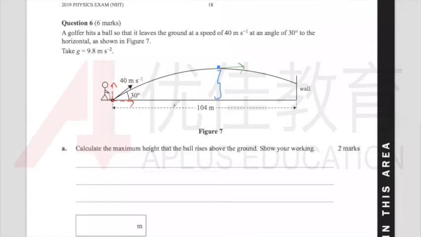So we need to find the vertical initial velocity. It would be 40 times sine 30 degrees. If you forgot about this, you could look at the triangle here. It is a right angle triangle, and then you can find that this is true. It becomes 20 meters per second. And we talked about that at this point, we also know that the vertical velocity is 0.